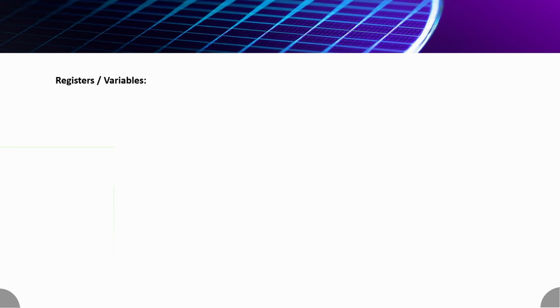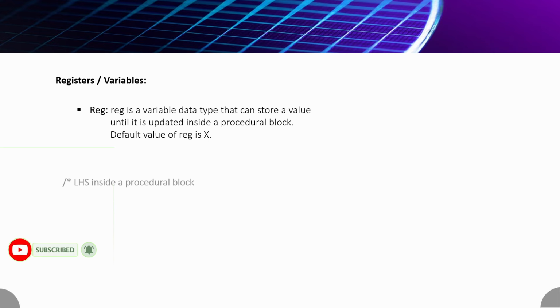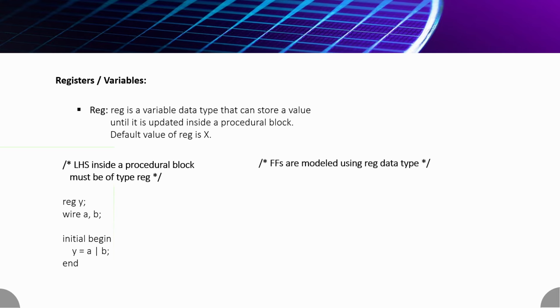Now, let's talk about variables, starting with reg. Unlike wire, a reg once assigned holds that value until it is updated again. The default value of reg is x, meaning unknown. So, procedural blocks: any assignment inside procedural blocks such as initial and always must use a reg. This is because procedural blocks describe behavior over time, not continuous connections.